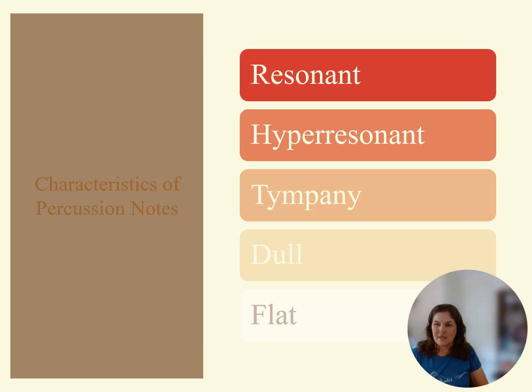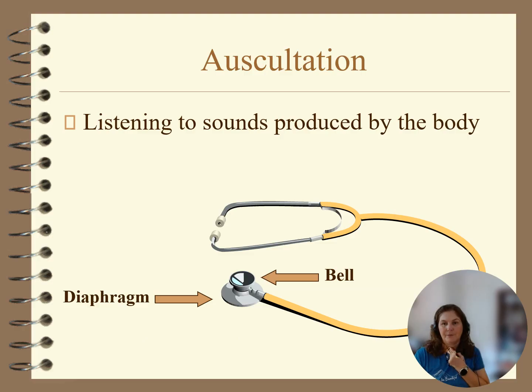So resonant noises are heard over normal lung tissue. Hyperresonant are heard over lungs that have an increased amount of air, such as emphysema. Tympanic noises are heard over the stomach and intestine. You can definitely do this to yourself, and you can hear those, especially if you're hungry or if you've just eaten, you can hear different levels of tympany. Dull noises are heard over dense organs like liver and spleen, and then flat are heard over thigh muscles, bone, or a tumor. So these are noises that you can try on yourself on different body parts and see the different characteristics and get a feel for them.